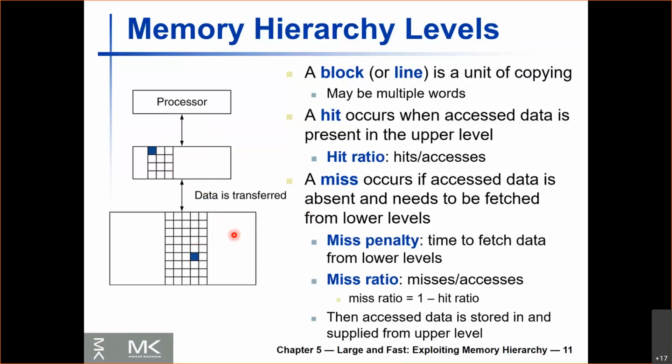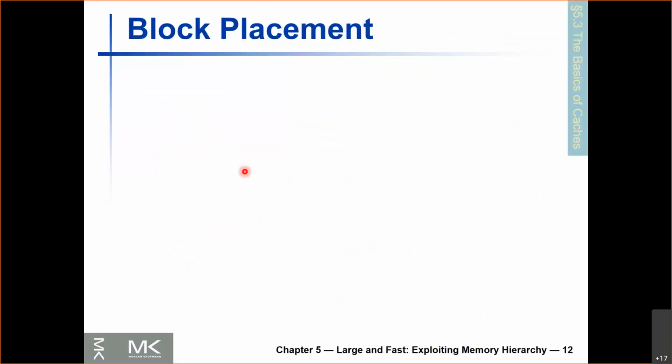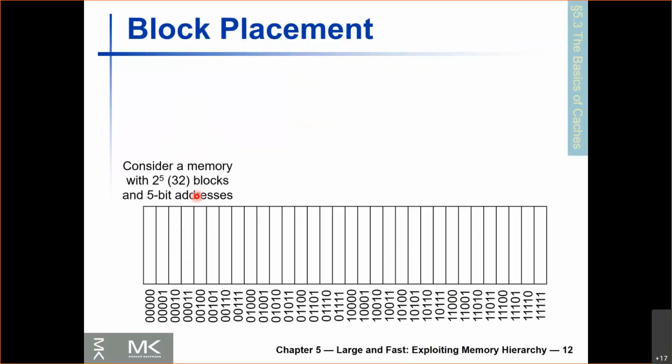All right. So this covers the memory hierarchy level. Now let's talk about block placement, how we place blocks in these levels. Let's assume I have this memory, and memory is very large. We usually have 32-bit addresses, and these allow us to address 4 gigabytes of memory. Of course, there are also 64-bit systems that allow us to address even more memory. But for simplicity, let's assume we have this memory.